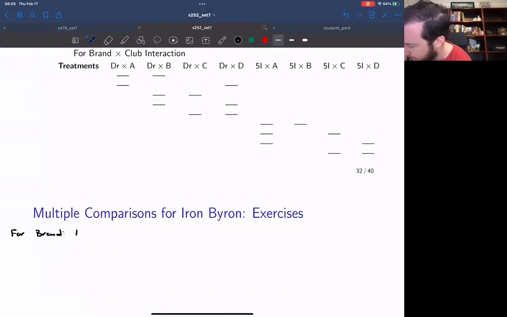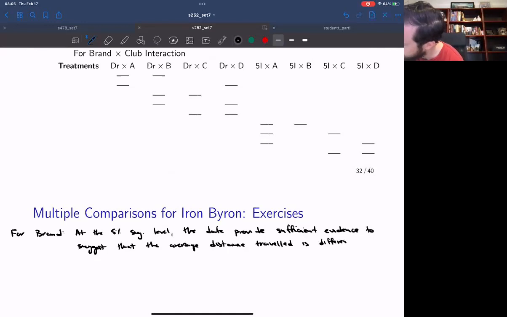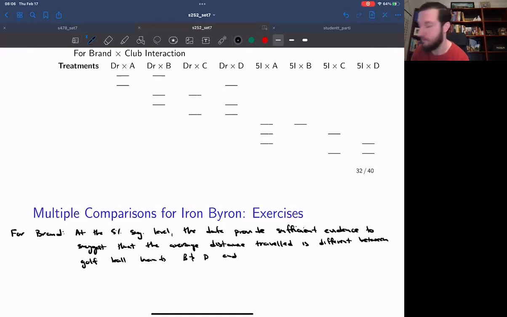Okay, so for brand, we could say at the 5% significance level, the data provide sufficient evidence to suggest that the average distance traveled is different between golf ball brands B and D and C and D.